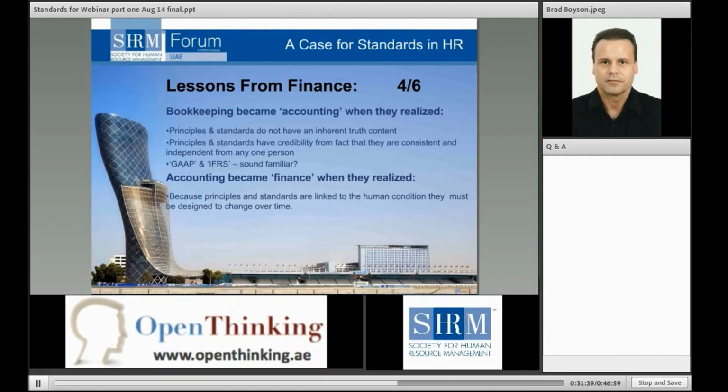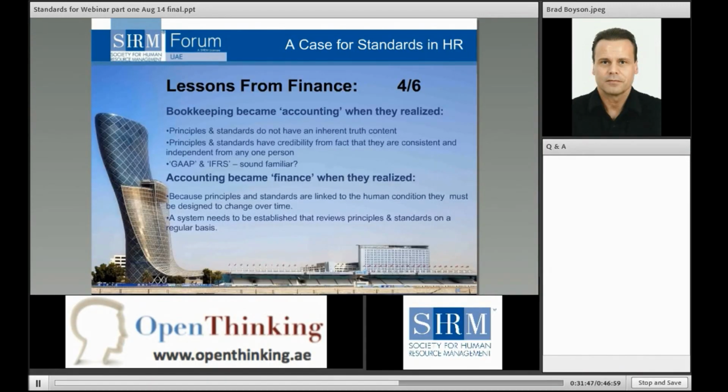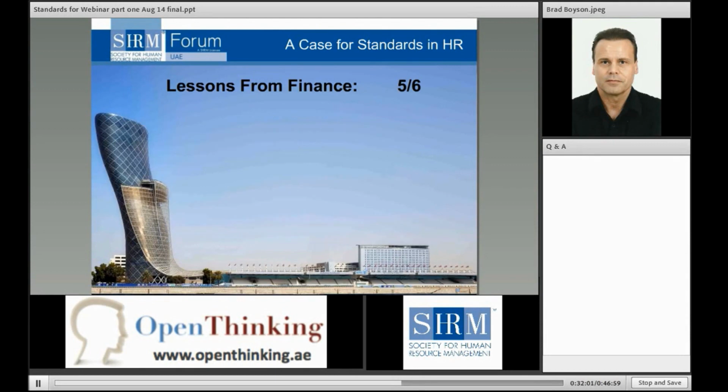Accounting became finance when they realized these principles and standards are linked to the human condition. Therefore, they must be designed to change over time. That's the strategic part of this. And a system needs to be established that reviews these principles and standards on a regular basis. It's not perfect, but it's objective guidance until proven and codified otherwise.